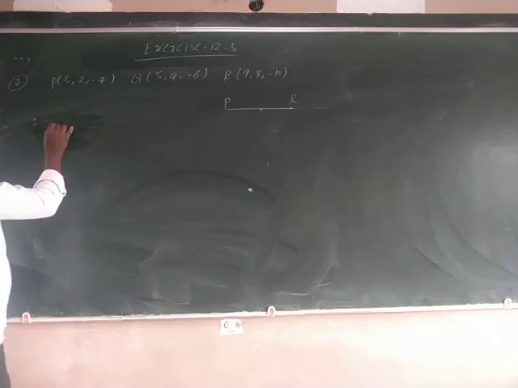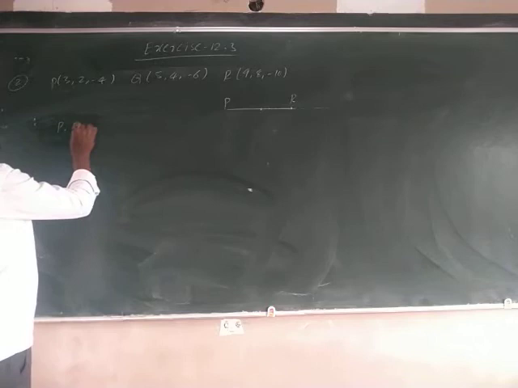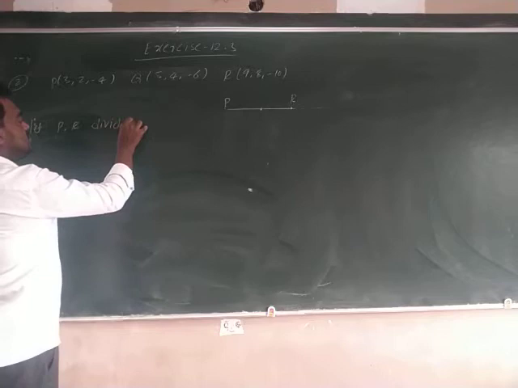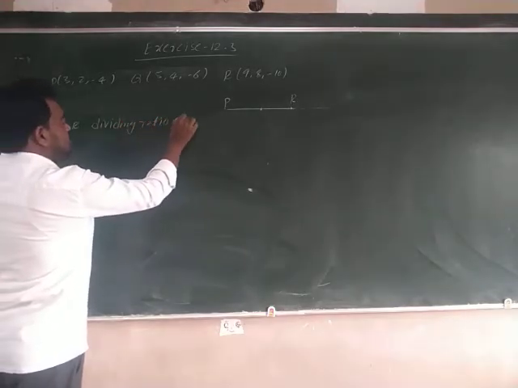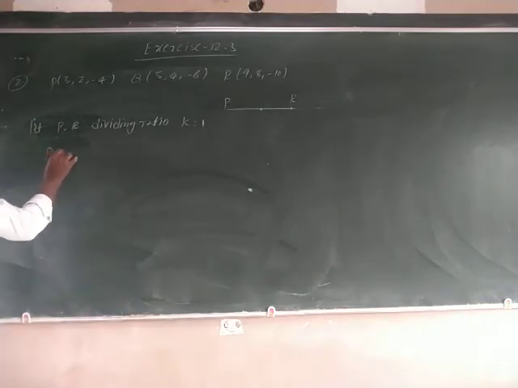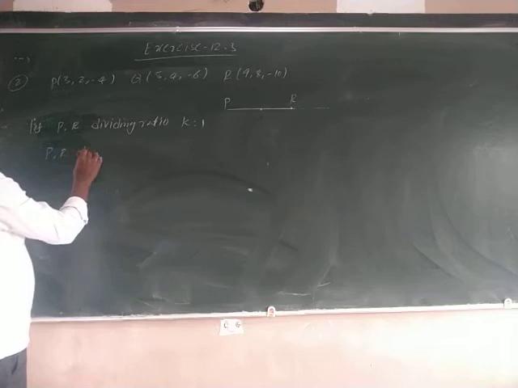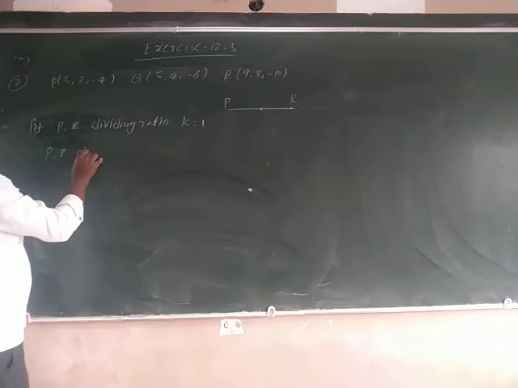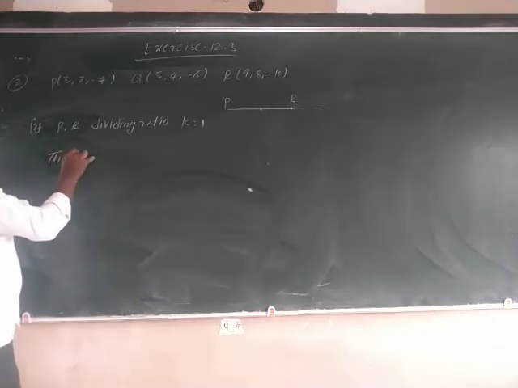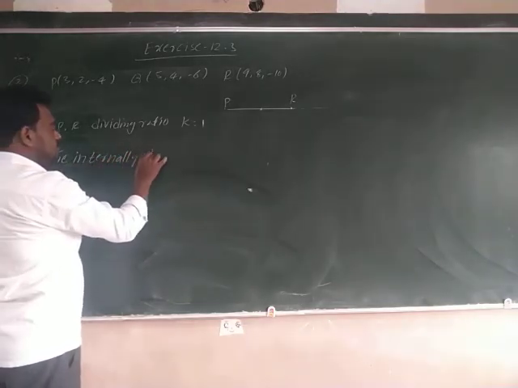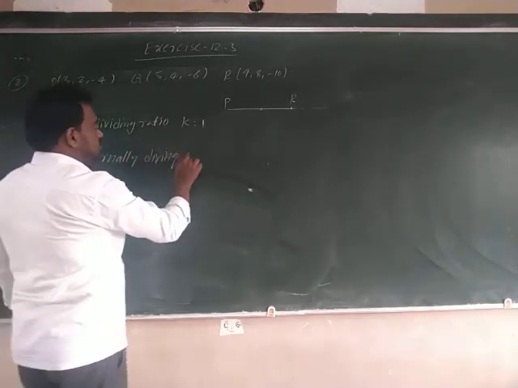Otherwise, let P comma R have a dividing ratio. Assuming the dividing ratio is K:1, then the dividing point of P comma R is either internal or external. I am taking it as the internally dividing point.